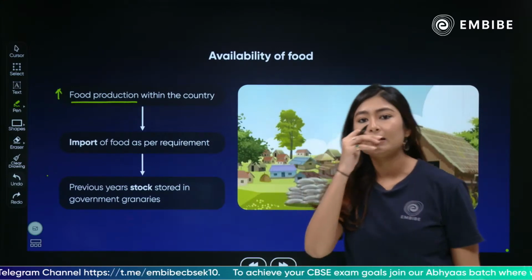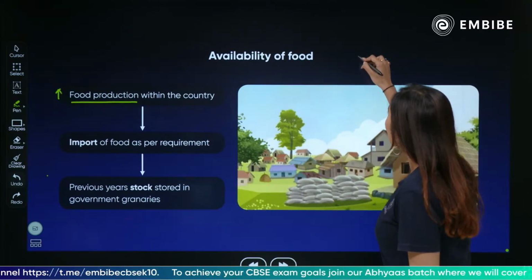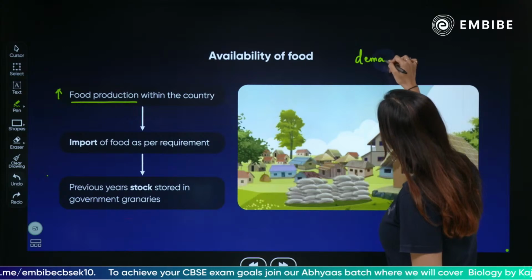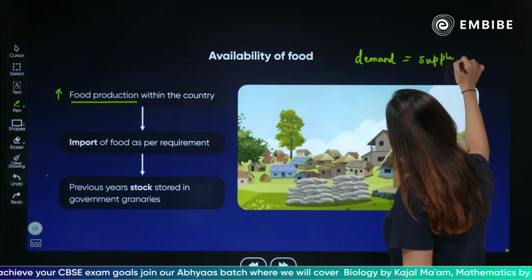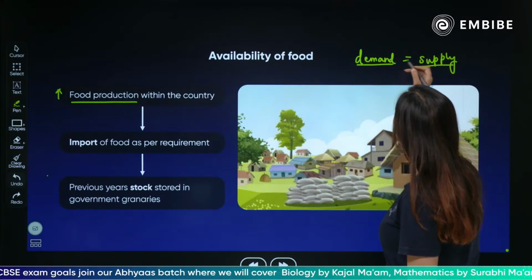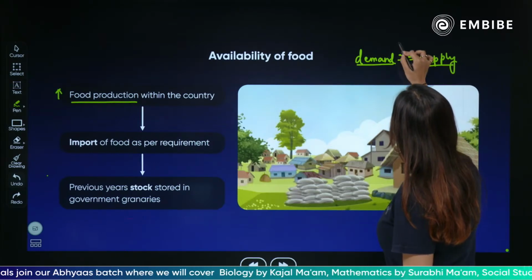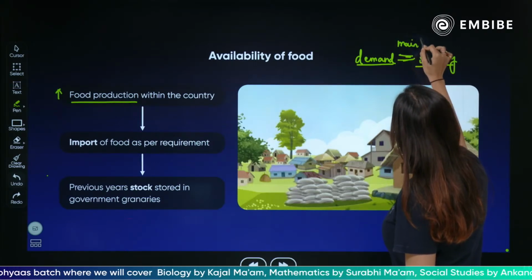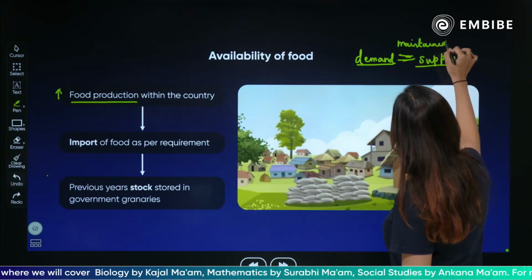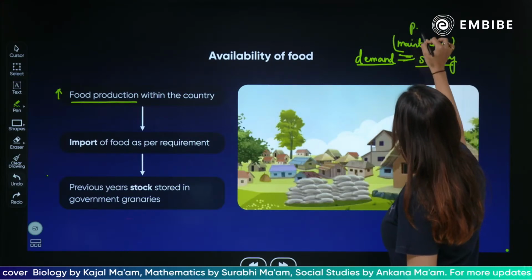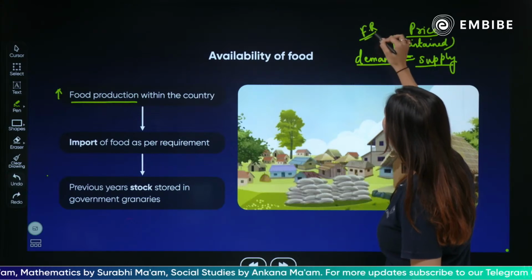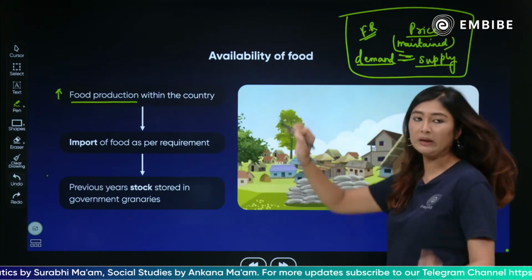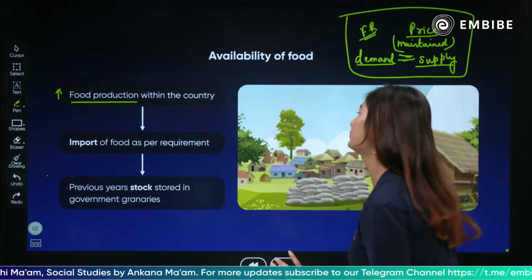So one thing we have understood, when the food is available, then what is happening? The demand of the food is equal to the supply of the food, right? There is enough supply as per the demand. So the price will also be maintained. Price भी क्या रहेगा? Maintained रहेगा. Price will also be maintained. That we have to remember from the example of French Revolution. Remember this point, we will need it in 2 minutes when we read the next dimension.